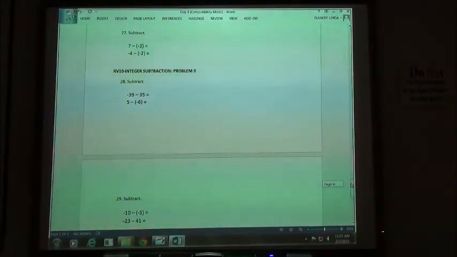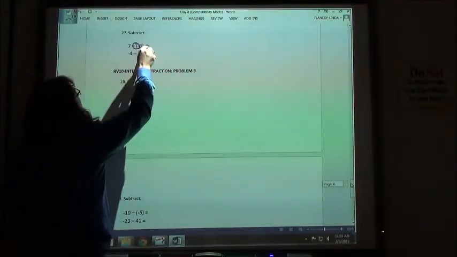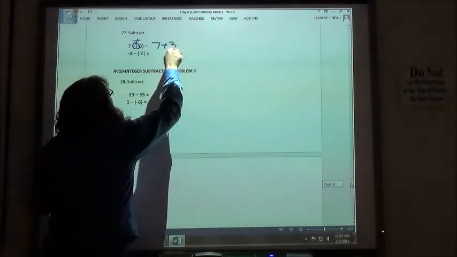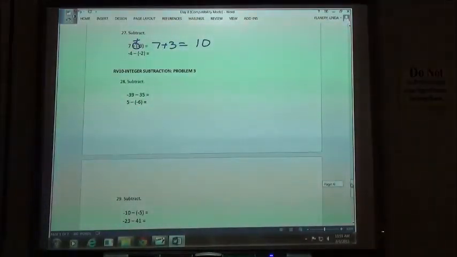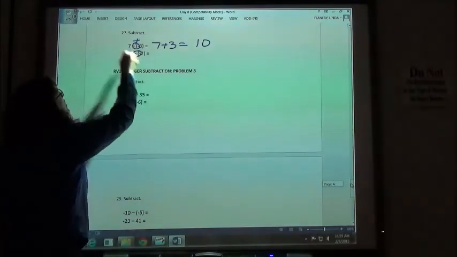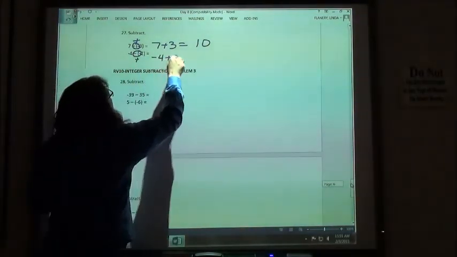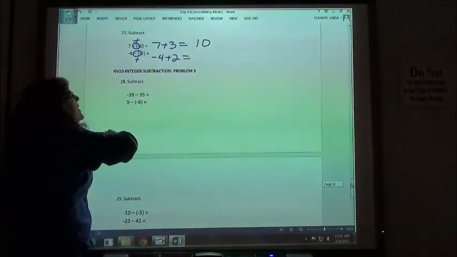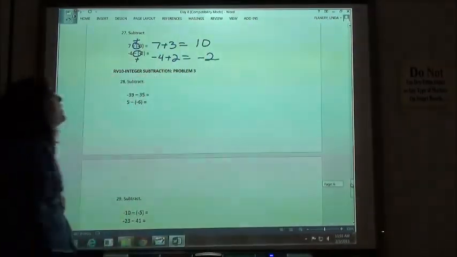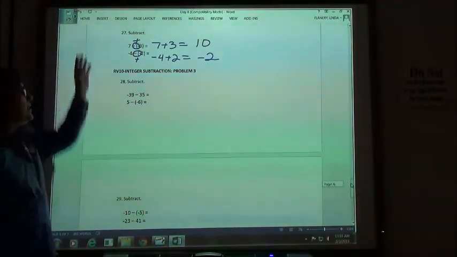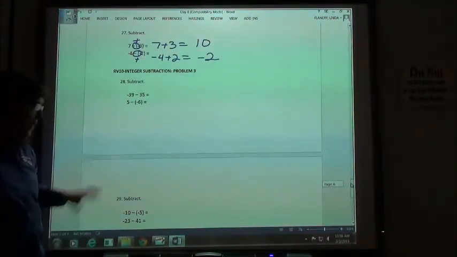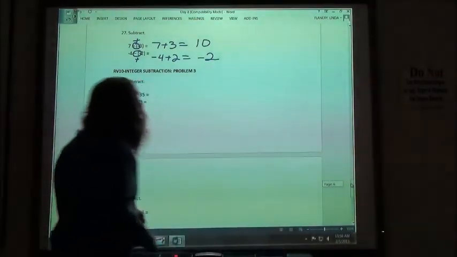So number 27, again we have that minus a negative. We're going to change it to a plus. So 7 plus 3, 7, 8, 9, 10 is going to be my answer. Here again we have the minus a negative. We're going to change it to a plus. So negative 4 plus 2. My signs are opposite. I subtract and take the sign of the larger one. Negative 4 plus 2 is negative 2. 28, 29, 30, doing the same things, they just have bigger numbers, and mix the rules together to see if you can keep track of what to do.